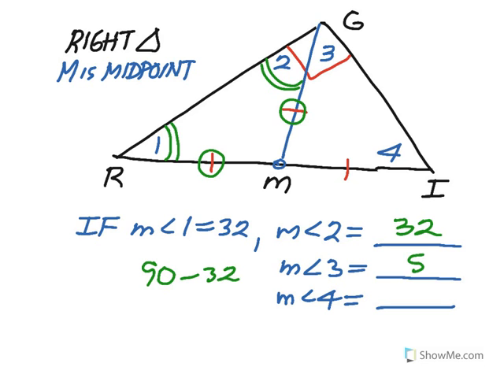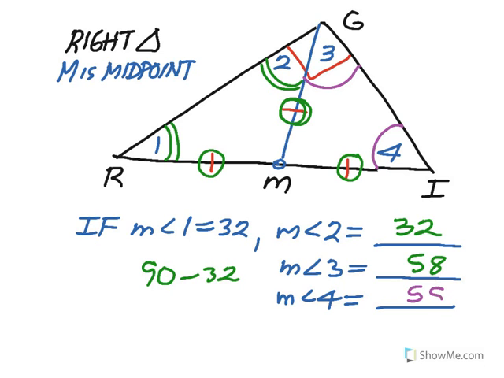And then if that's 58 degrees, angle 4, again, notice that triangle GMI, the triangle on the right, has these 2 congruent sides, so it's an isosceles triangle. And so I know that this angle and this angle, angle 3 and 4, must be congruent. So if angle 3 is 58, then angle 4 is also 58 degrees.